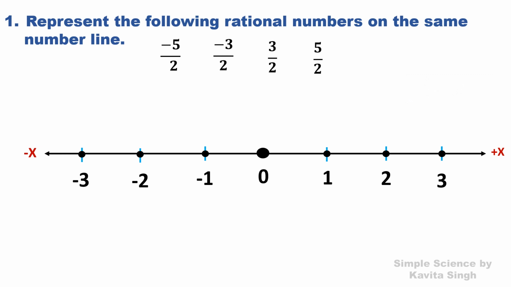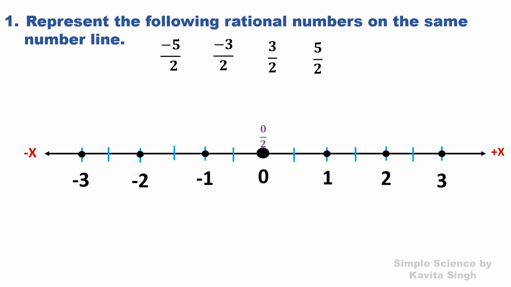Now what is the next step? Next step is check the denominator. What is in the denominator? 2. So every number is divided by 2. -5 is divided by 2, -3 is divided by 2, 3 is divided by 2 and 5 is divided by 2. So what do we have to do? We have to divide every number in 2 parts. Let's divide. 1 is divided in 2 parts, 2 is divided in 2 parts, 3 is divided in 2 parts. Similarly, -1, 0 to -1 will be divided in 2 parts, -1 to -2, this value is also divided in 2 parts and -3 is also divided in 2 parts. So now second step we have done. We have divided every value in 2 parts.